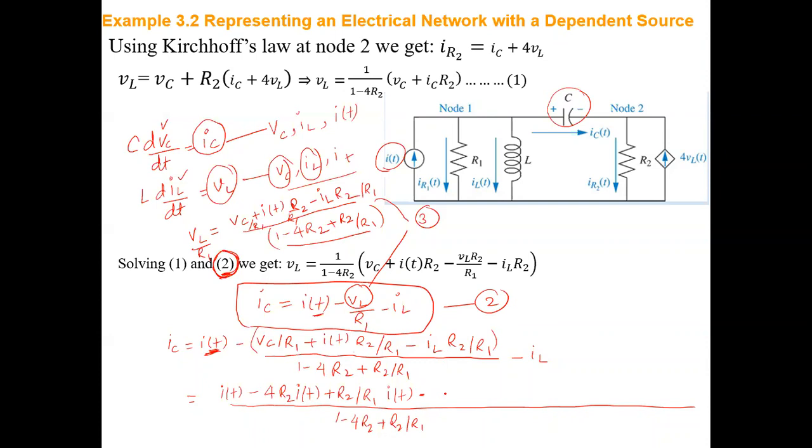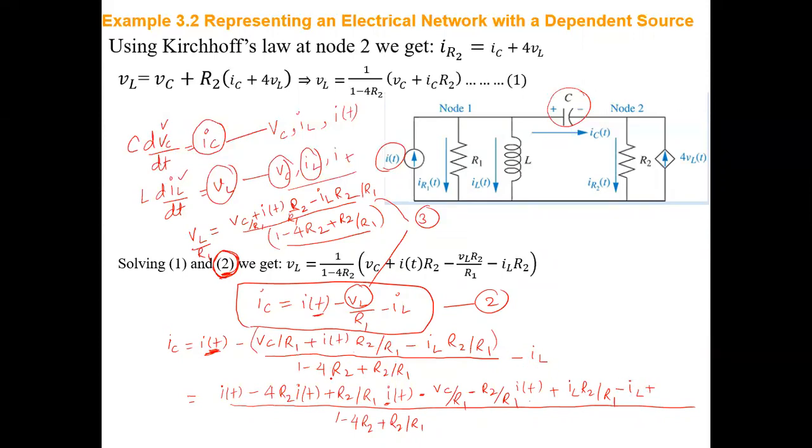Guys, help me, I'm lost. BC over R1 minus, what is that? R2 over R1 IT. Let me put this IT here because I try to see the maths here, okay? That's why I'm trying to do that. Then what else? So this guy is plus now, right? Plus R2 over R1 IL, R2 over R1. Then what is here? Minus this guy, right? Minus IL. Then minus minus plus.